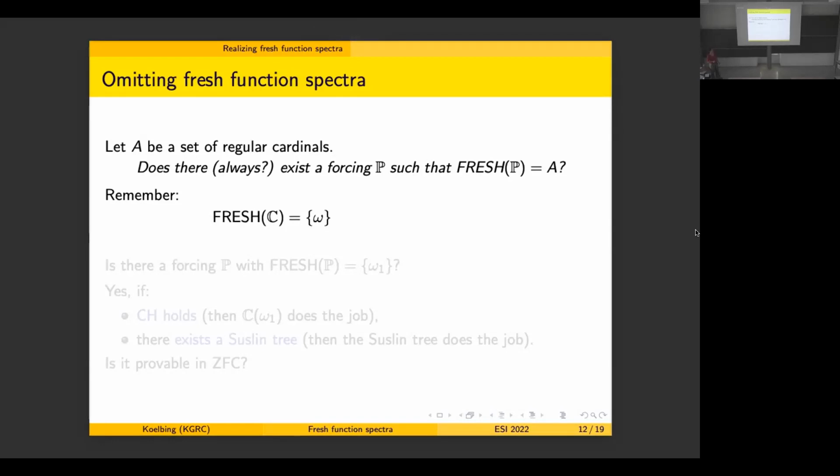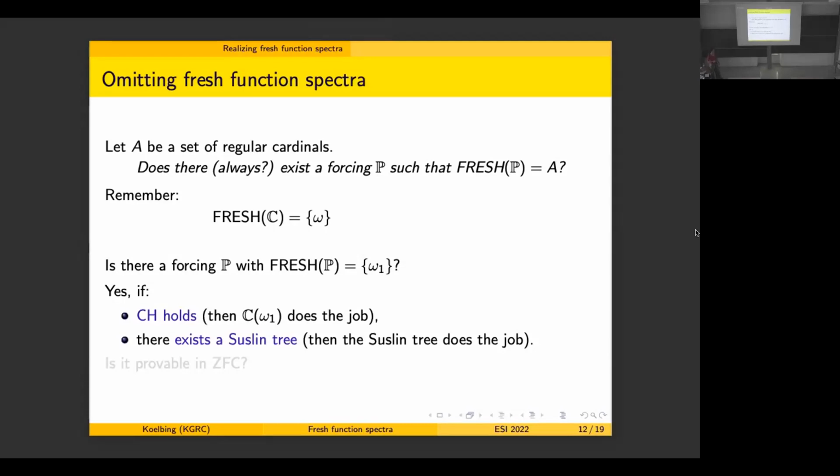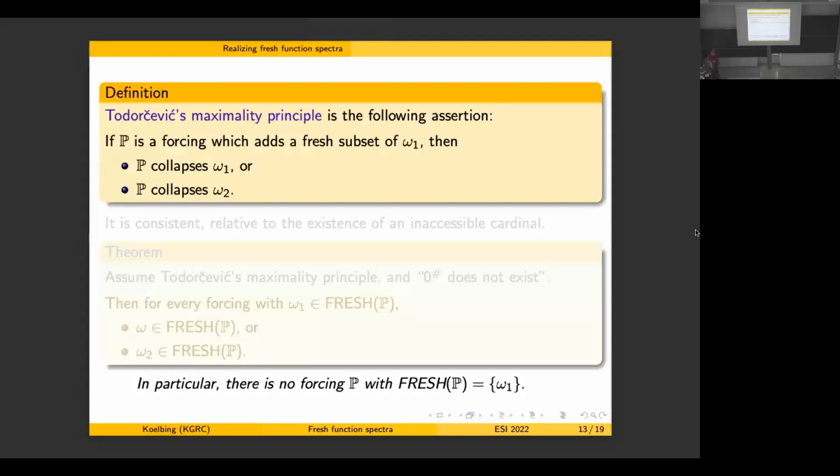So let's start with easy sets. The singleton set {omega} is always the fresh function spectrum of Cohen forcing. The singleton set {omega 1}, under CH, is the fresh function spectrum of the omega 1 Cohen forcing. And if there exists a Suslin tree, then it's the fresh function spectrum of the Suslin tree. But is there always such a forcing in ZFC? To answer this, we use Todorcevic's Maximality Principle, which says that if P is a forcing which adds a fresh subset of omega 1, then P either collapses omega 1 or omega 2.